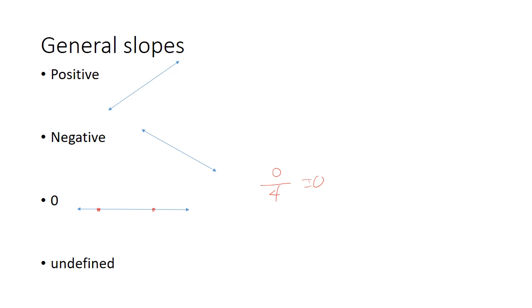You can also have an undefined slope, which is going to be your vertical line. The reason that is undefined is because if you're going from one point to the next, maybe you go up 2, but you don't run at all. And you can't actually divide anything by 0. Anything divided by 0 is undefined. So that's why we would say it is undefined.